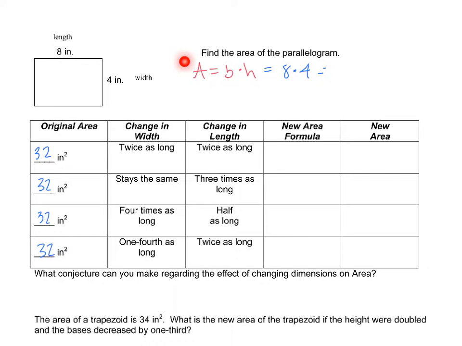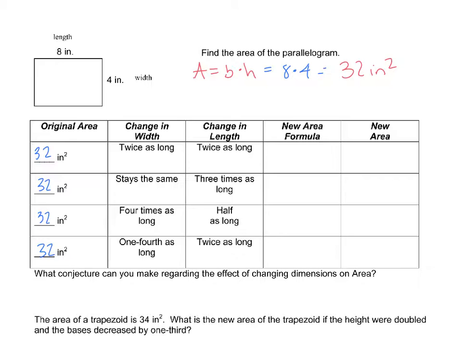All right, let's move on to area now. So now I have a different parallelogram here with a length of 8 and a width of 4, and we need to find the area of it. Now, the area is pretty simple. It's just base times height. So in this case, it would be 8 times 4, so we would get 32 inches squared.